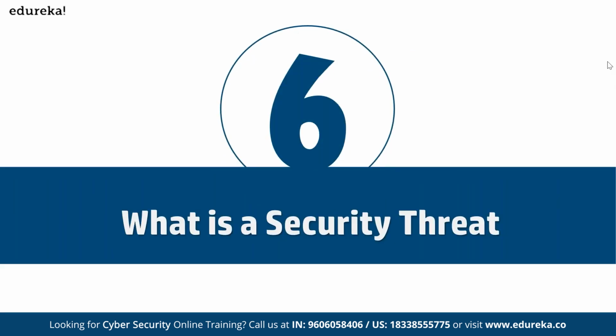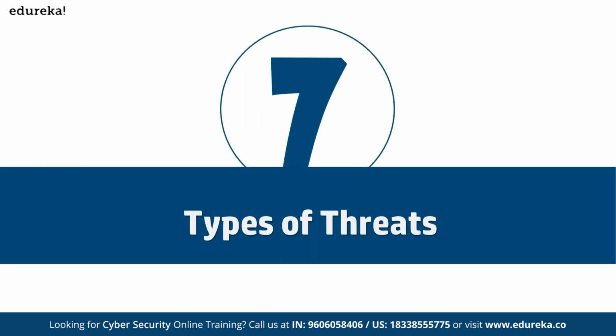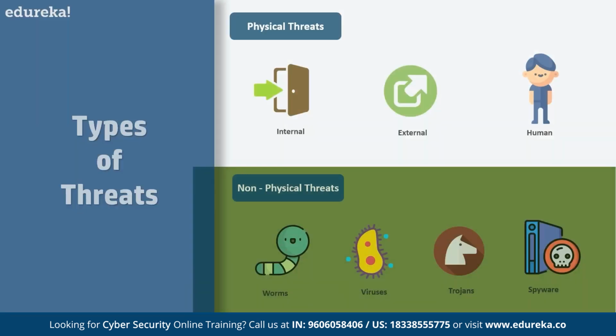Now, talking about what exactly is a security threat. You can say a security threat is basically a risk that can potentially harm your system or a computer. In other words, something which has the capability to harm your computer is known as a security threat. Now, it can be of two types, physical threat and non-physical threat. Let's talk about them one by one.